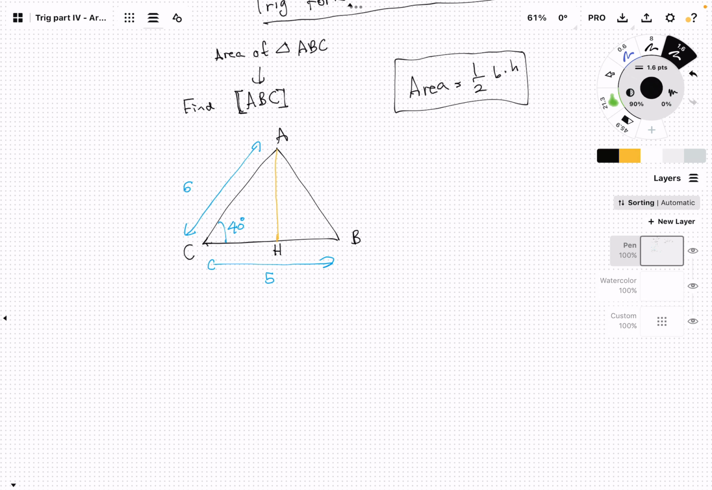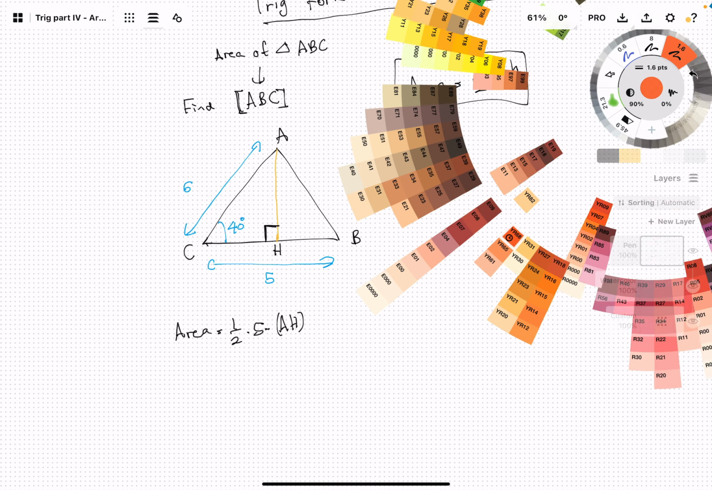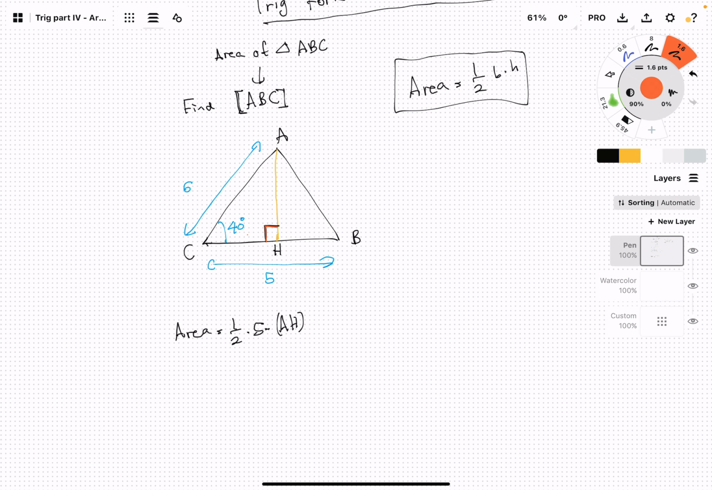So if we knew what the height was, we could find the area pretty easily. It's half times 5, which is the base, and then the height would be AH. So whatever the length of AH. Can we find AH? Well, if you've been watching any of the motivation problems for cosine rule and sine rule, you know it's pretty easy to find this. The idea is just, this is a right triangle, in which we have a side length and an angle, so we can use trig ratios to find this.